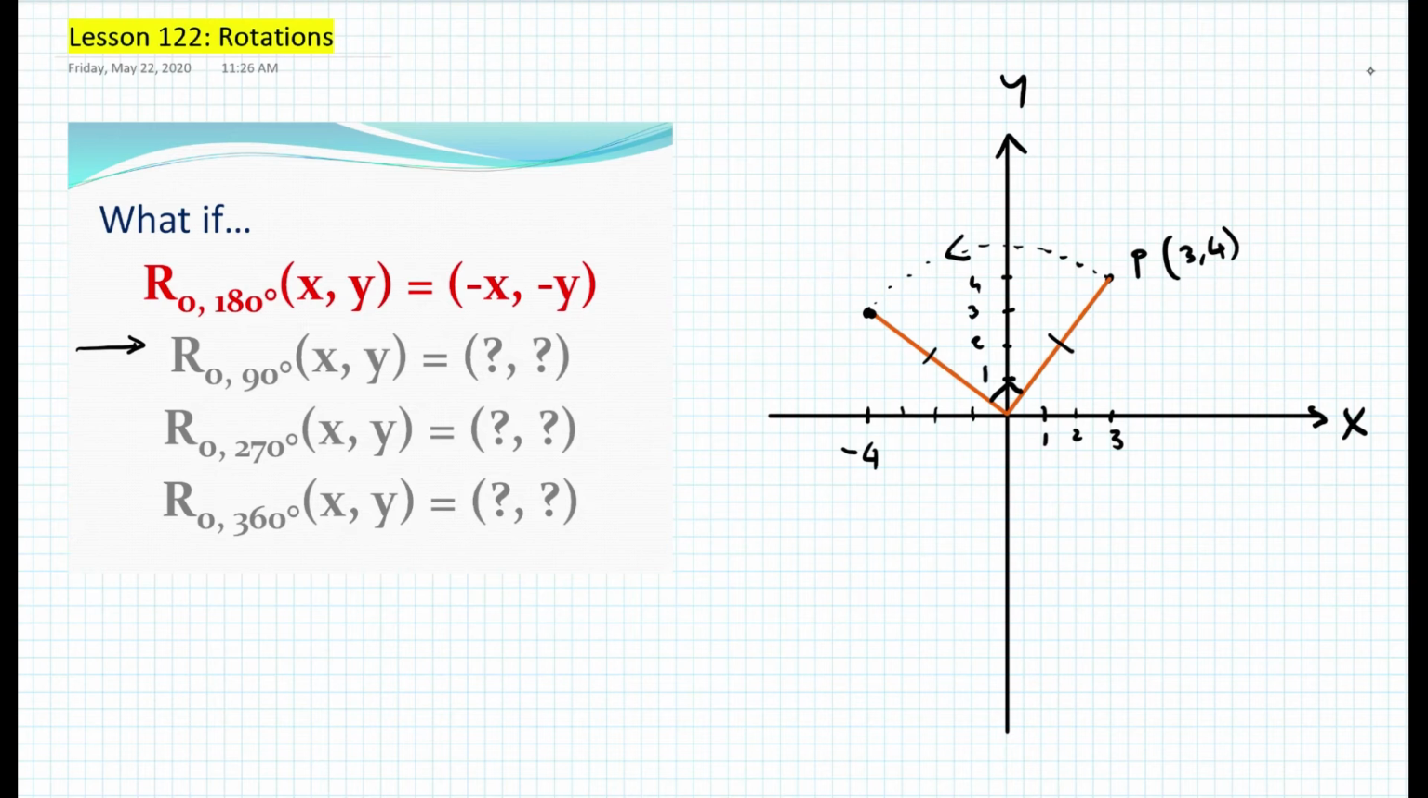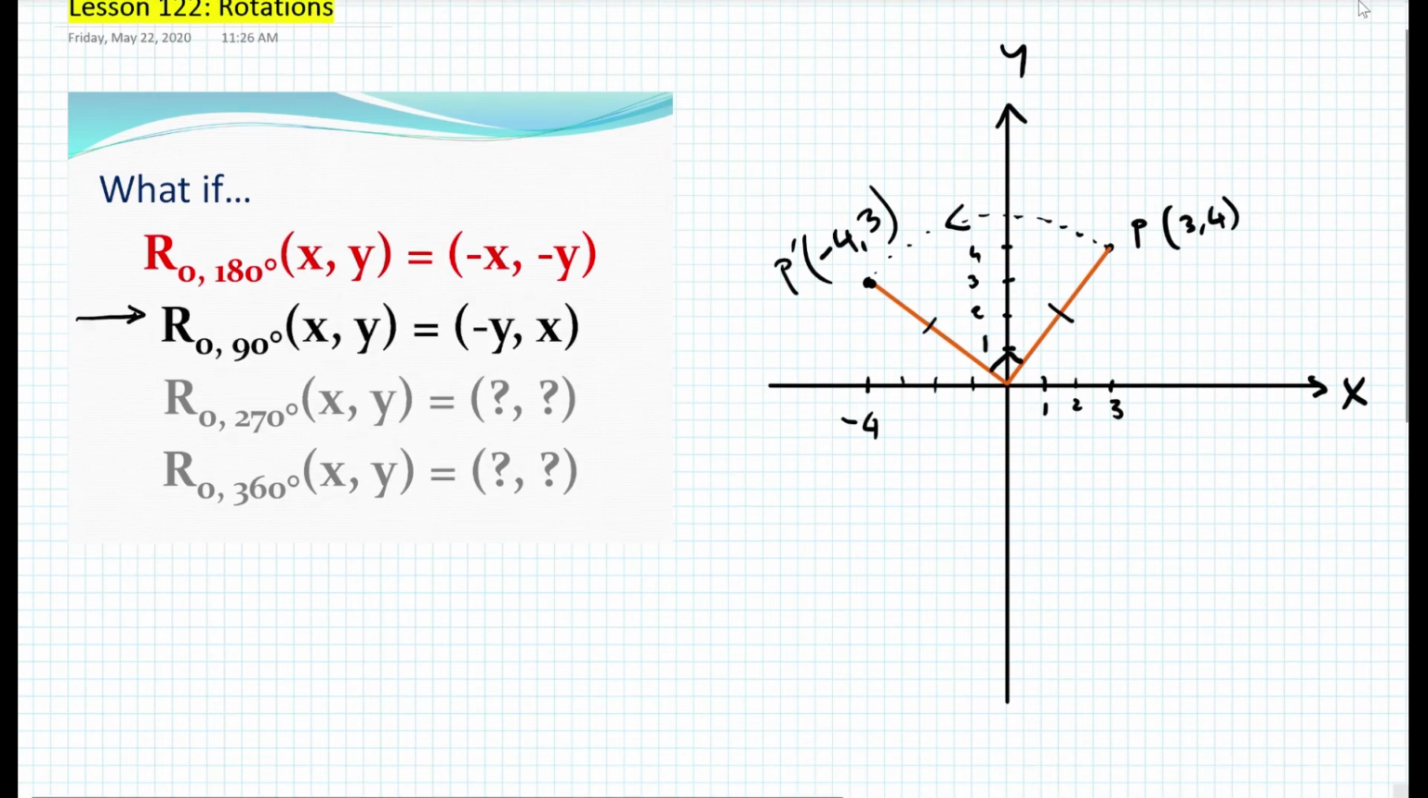So let me rewrite this here. So here we have P prime to be (-4, 3), okay? So it seems like here we swap the x and y and negate the x value after we swap, okay? And that is basically the rule, okay? So if you rotate a point by 90 degrees over the origin, you negate the y and keep the x, but then you swap it. So if it's (x, y), it will become (-y, x), as you can see here, okay?